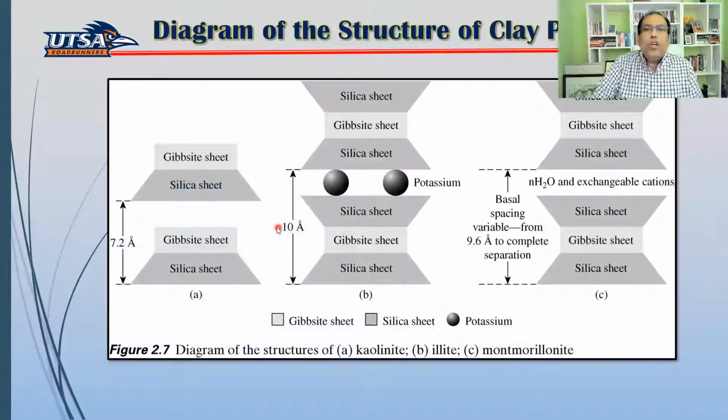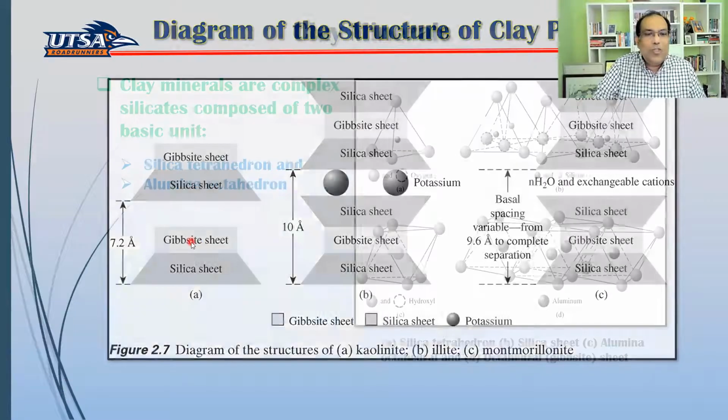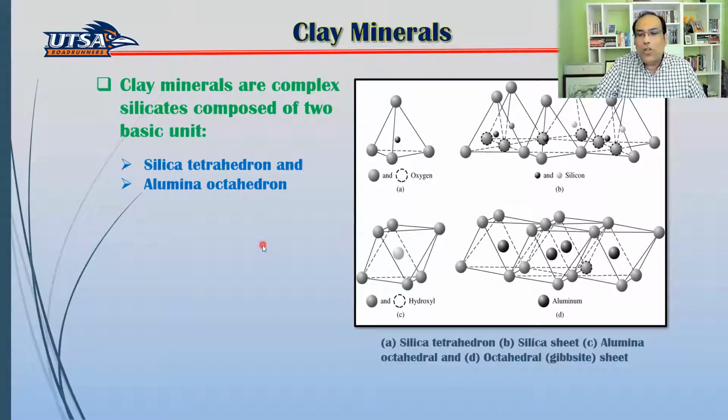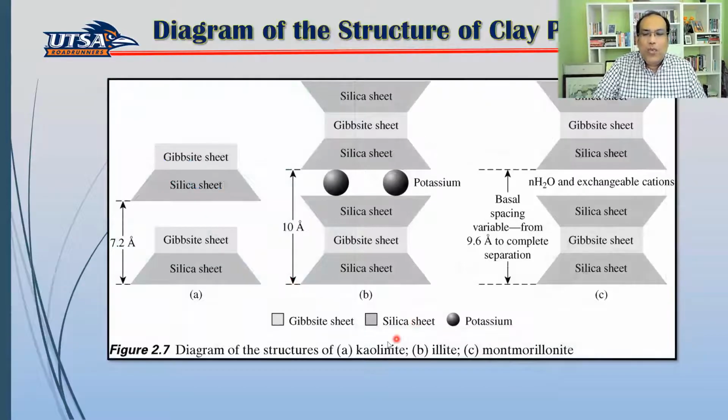Basically, the three most common clay minerals, which are kaolinite, illite, and montmorillonite, are nothing but a combination of silica and gibbsite sheets. The gibbsite sheet is the aluminum one here, this alumina octahedron, which is also called gibbsite. So all three types of clay minerals are a combination of these two, and there might be other minerals or elements there too.